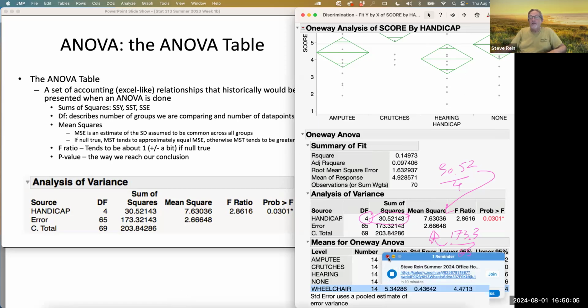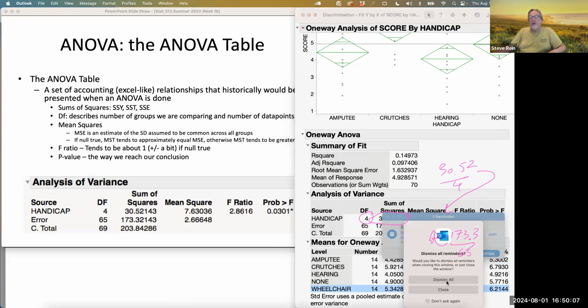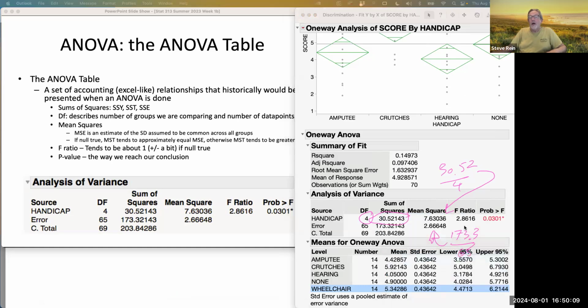So that's how we're going to go ahead and get these terms. Last thing that we should be aware of is our F ratio. The F ratio is the ratio of mean square between the groups over mean square error. So MS between the groups over mean square error.